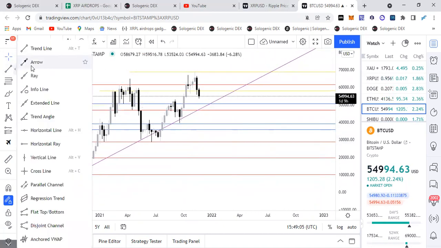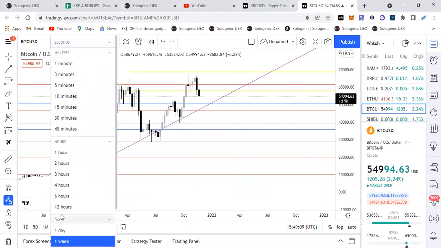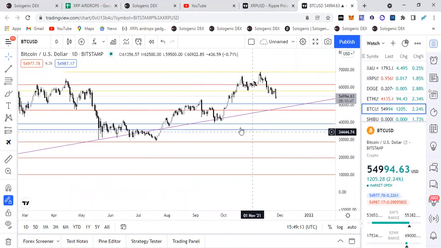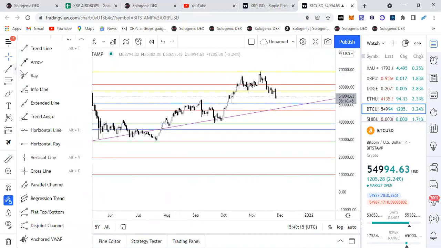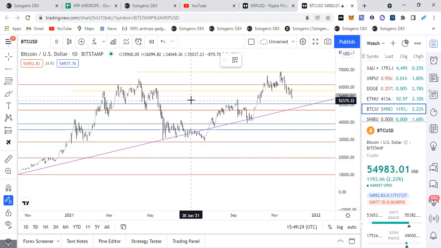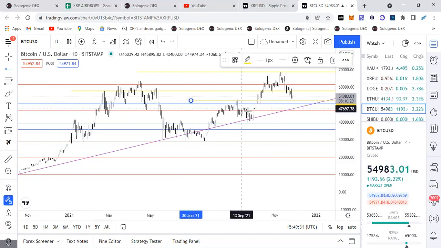And what I think Bitcoin is going to do, and this is a weekly, I didn't even break it down to the daily for more accurate information, is gain support around this $52,000 price point. I think it's going to gain support right around here.